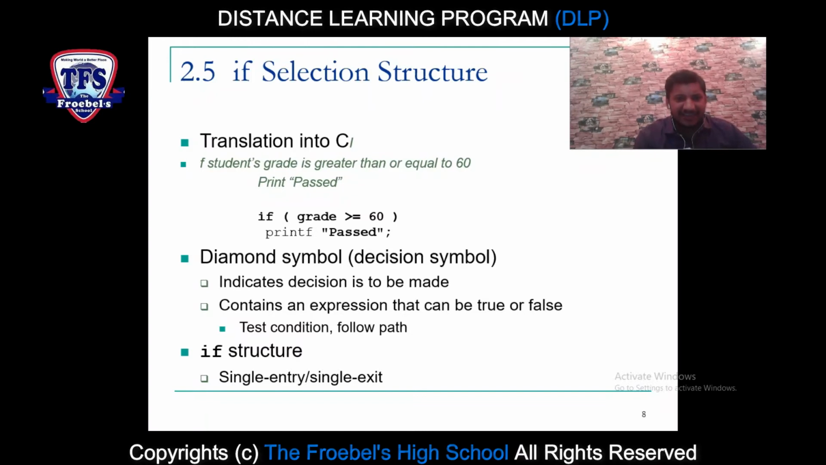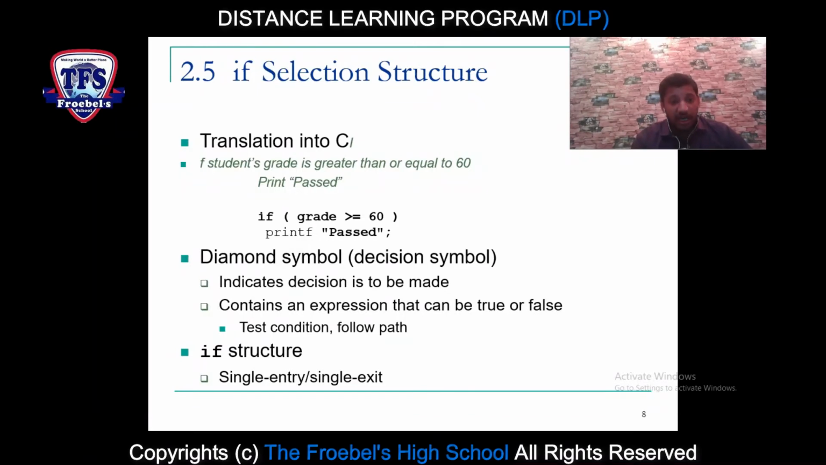Let's take an example from the C language: if the student grade is greater than or equal to 60, print passed. There is a syntax for this condition. We write the keyword if, and in the brackets we use the variable grade, and if it is greater than or equal to 60, we use the statement printf. Why am I using printf? Because in C language we use printf instead of print.